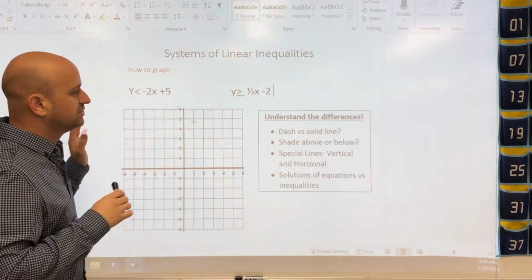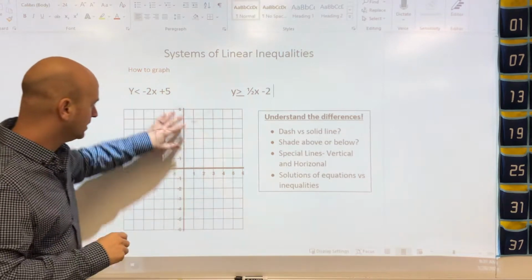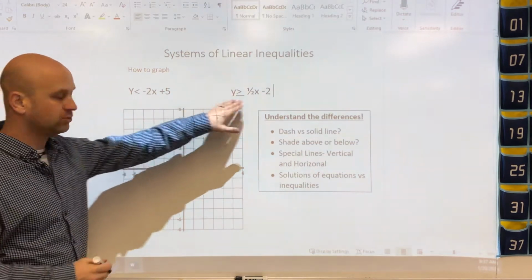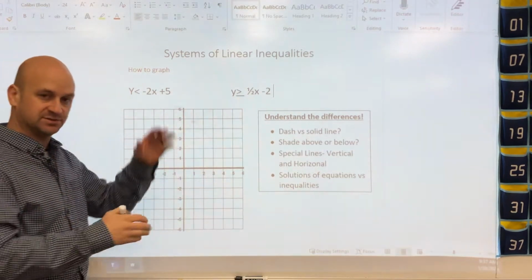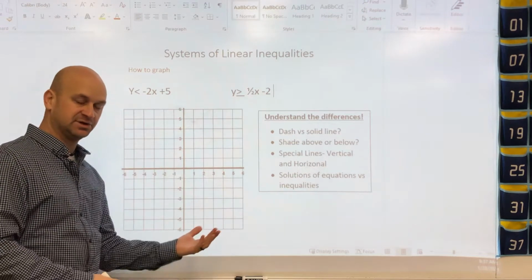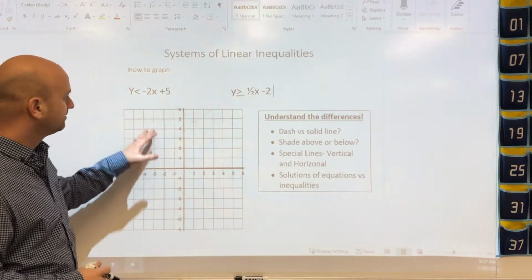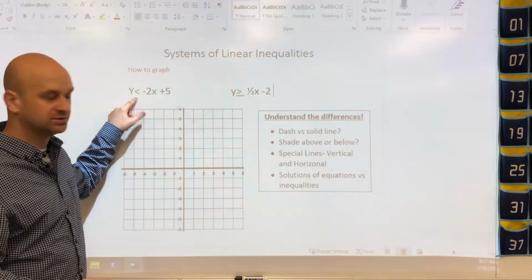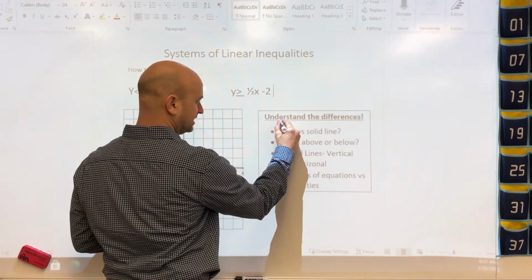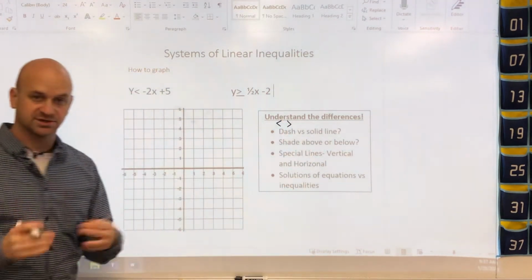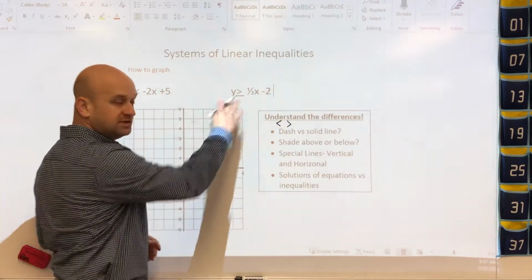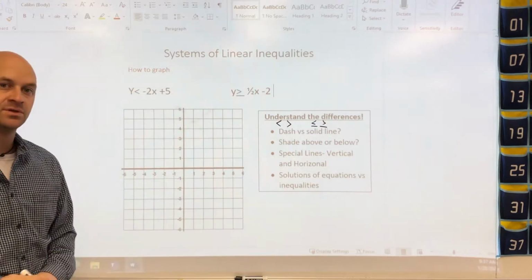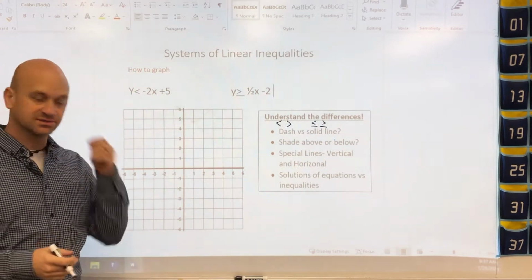Okay, so there's a couple things we need to understand the difference in. In what I just did, I drew solid lines because it's an equation. When we have inequalities, we have four possibilities: less than, greater than, less than or equal to, or greater than or equal to. If we have just less than or greater than without the equals to, we're going to use a dash. So the dash will be for those two options. In this example, we have the equals to portion of the inequality, and in that case, we're going to use a solid line. That is a little bit of a difference from systems of equations.